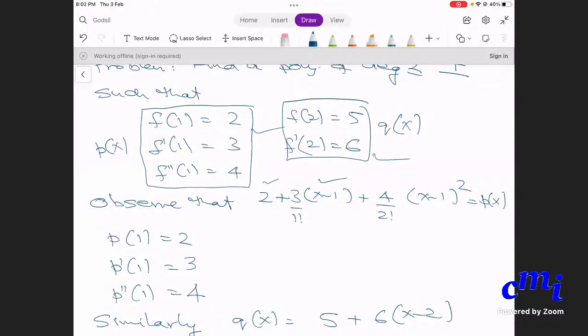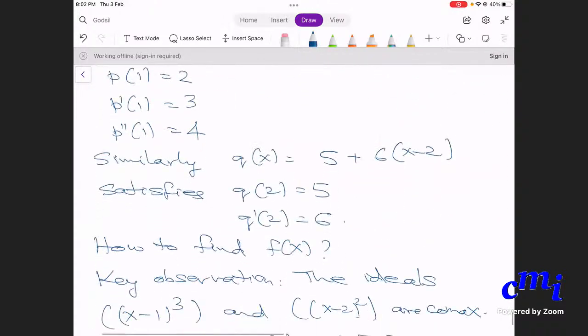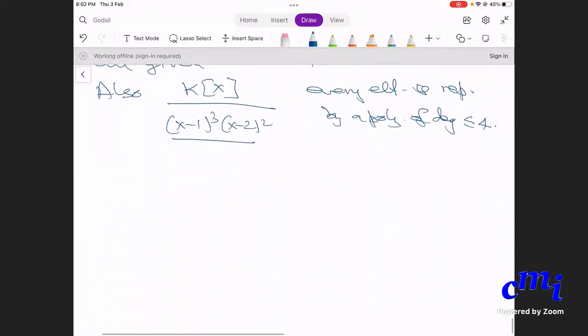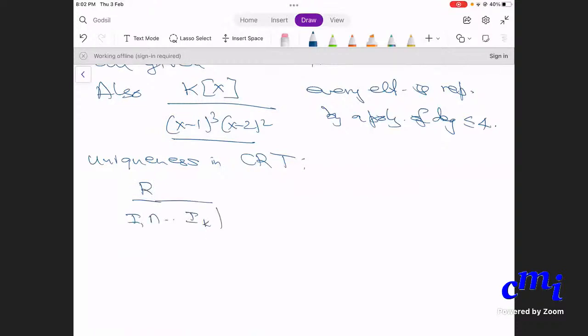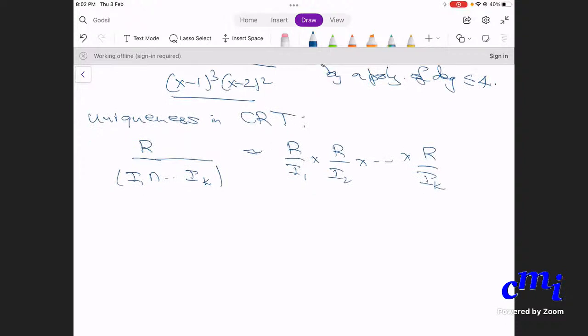Okay. So coming to the uniqueness in the Chinese remainder theorem, it is unique for the following reason. What is the exact uniqueness statement? We know that R mod I1 intersect Ik is isomorphic to R mod I1 cross R mod I2 cross R mod Ik. Isomorphic, remember, it's not just surjective. This is an actual isomorphism.